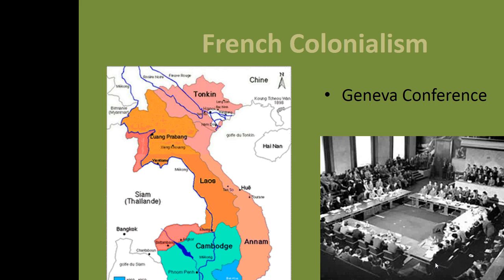And so we begin just sending aid, not men, not soldiers just yet. We were sending aid to help the French. But in the end, the French are only able to regain control of the south part of Vietnam. The north part of Vietnam is able to resist French control, and it falls under communist control.